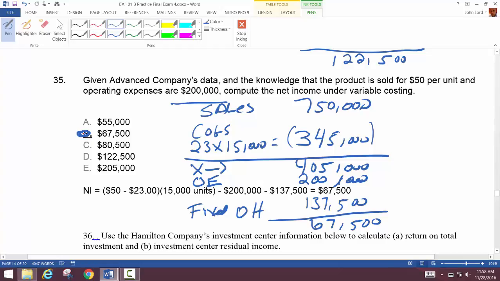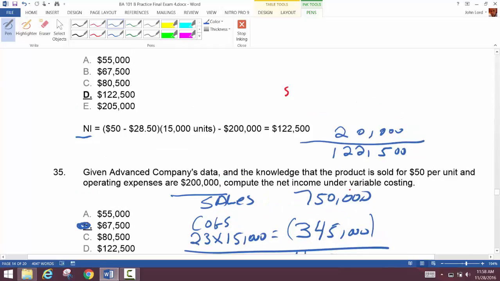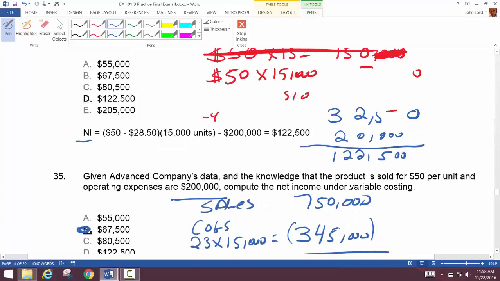Okay, good. Now, why is that not working? $50 minus 23, then 15,000, minus 200,000, minus 137,500 gives me 67,500. 122,500.